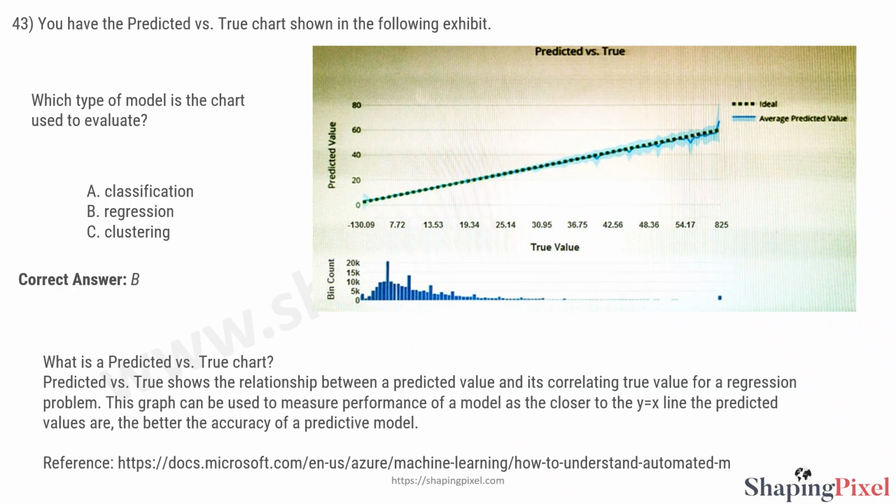So predicted versus true shows the relationship between a predicted value and its correlating true value for a regression problem. This graph can be used to measure performance of a model, as the closer to the y equals x line the predicted values are, the better the accuracy of a predictive model.